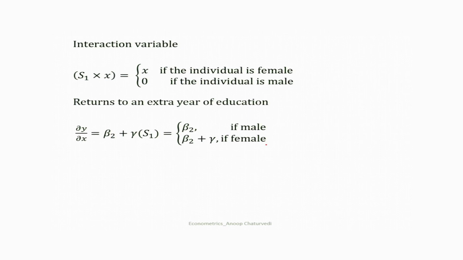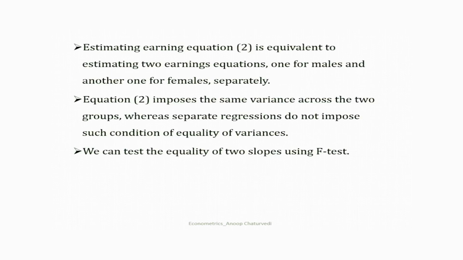So, if you introduce such kind of interaction variable, then it shifts the slope coefficient also, beta 2 and beta 2 plus gamma. For males it is beta 2, for females it is beta 2 plus gamma. So, estimating earning equation 2 is equivalent to estimating two earning equations, one for males and another one for females separately.